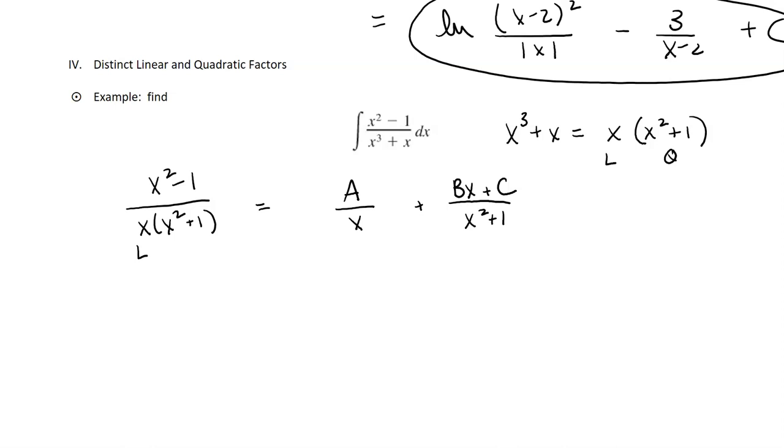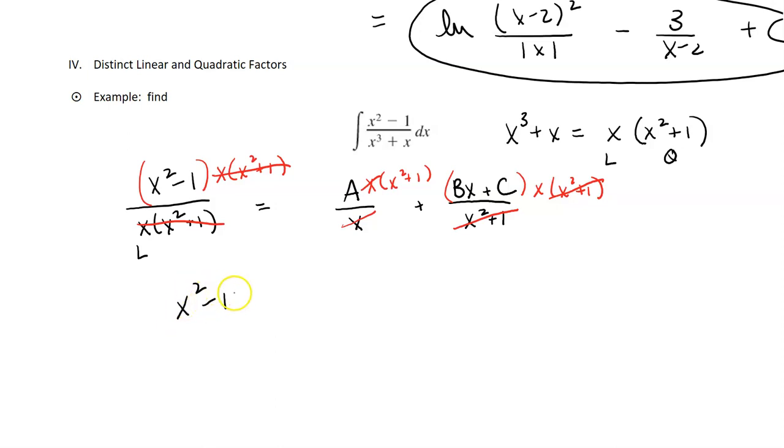So I'm going to go through and use a very similar process to what I was doing before. I'm going to multiply by x times x squared plus 1 because that's the denominator that I want to cancel. I will cancel what cancels. Everything here, x here, x squared plus 1 here. I'm going to write it out as x squared minus 1 equals A times x squared plus 1 plus Bx plus C times x.